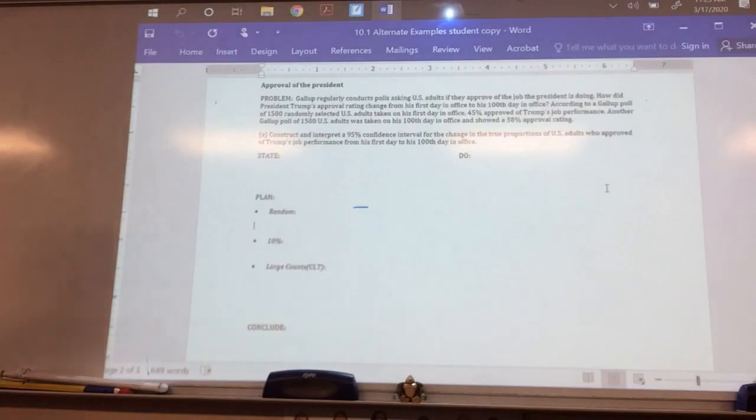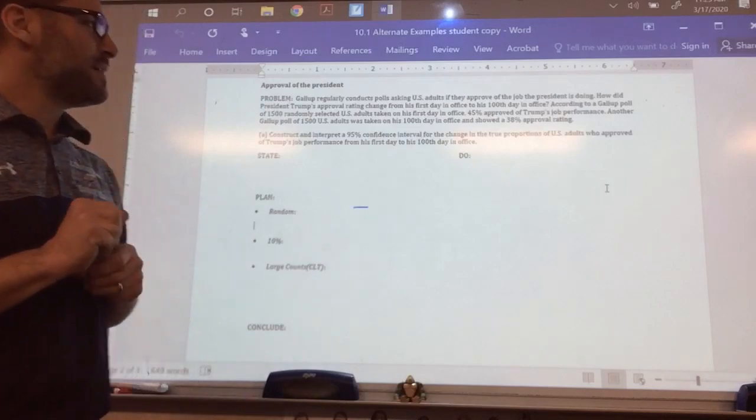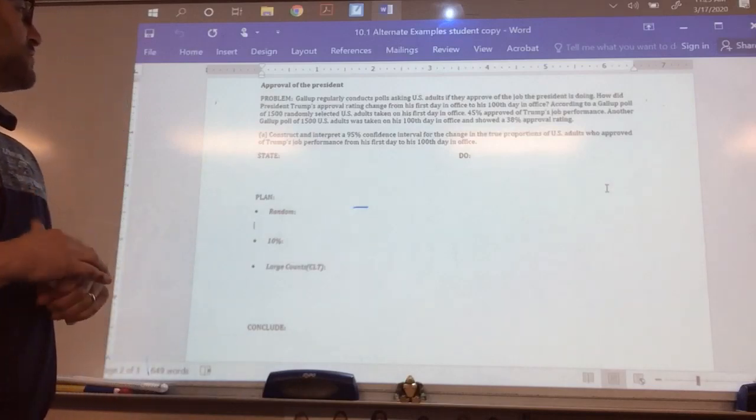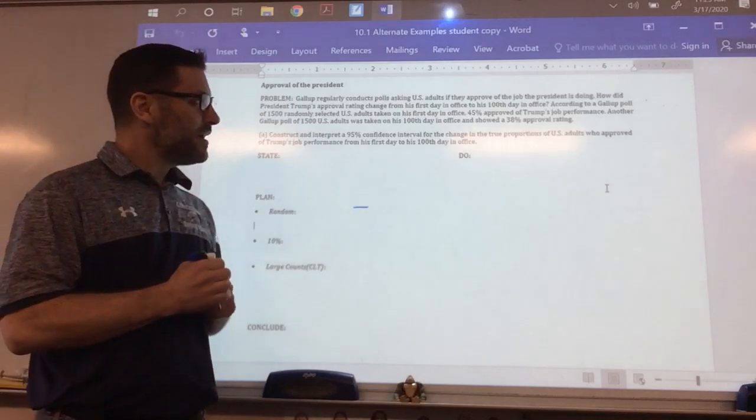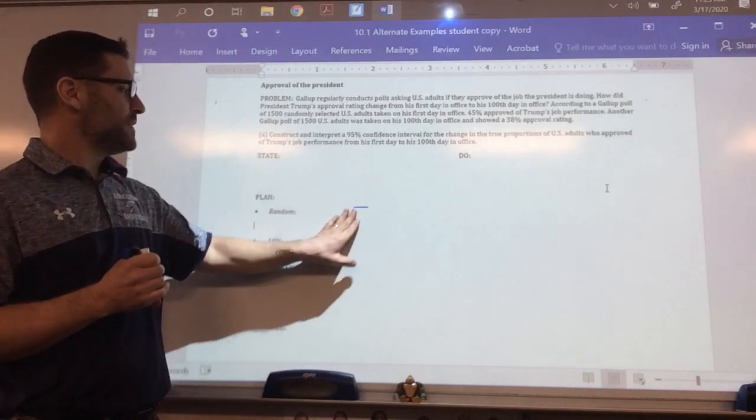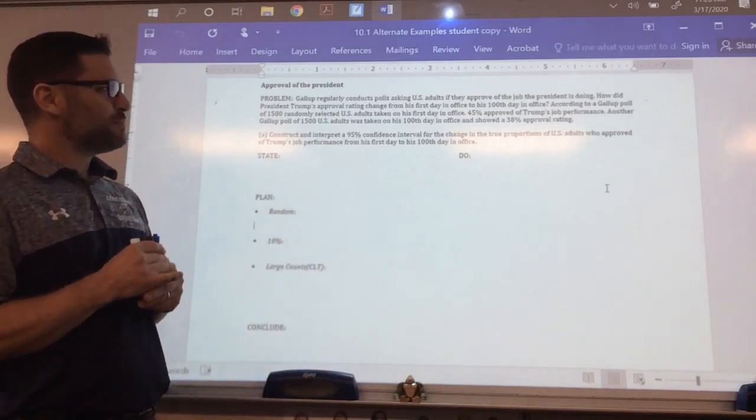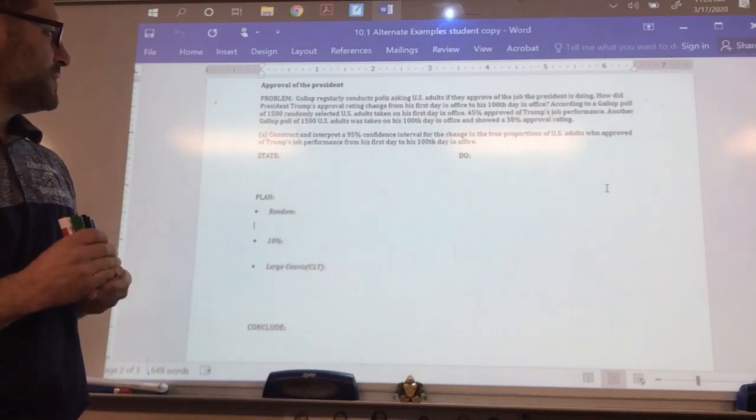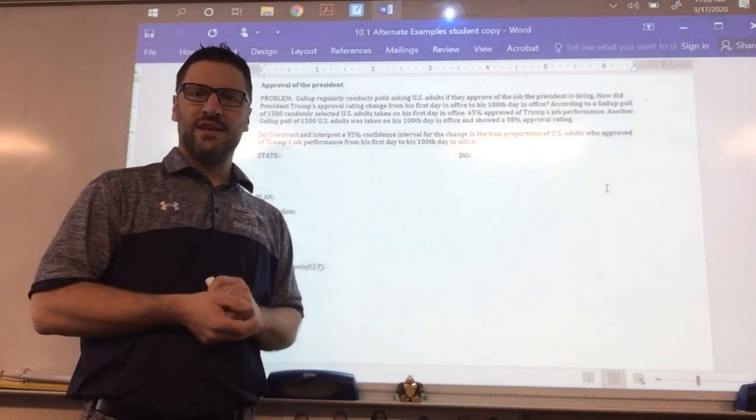Okay, here's the problem. Gallup regularly conducts polls asking U.S. adults if they approve of the job the president is doing. How did Trump's approval rating change from his first day in office to his 100th day in office? According to a Gallup poll of 1,500 randomly selected U.S. adults taken on his first day of office, 45% approved of Trump's job performance. Another Gallup poll of 1,500 U.S. adults was taken on the 100th day and showed a 38% approval rating.